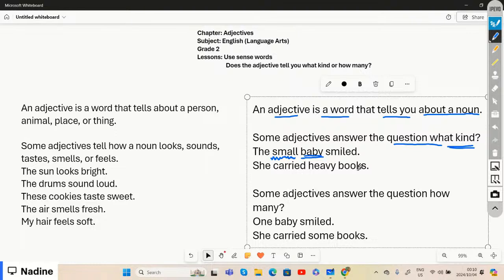She carried heavy books. Books is our noun. But now it says, what kind of books did she carry? She carried heavy books. So heavy is our adjective that tells us about the books.